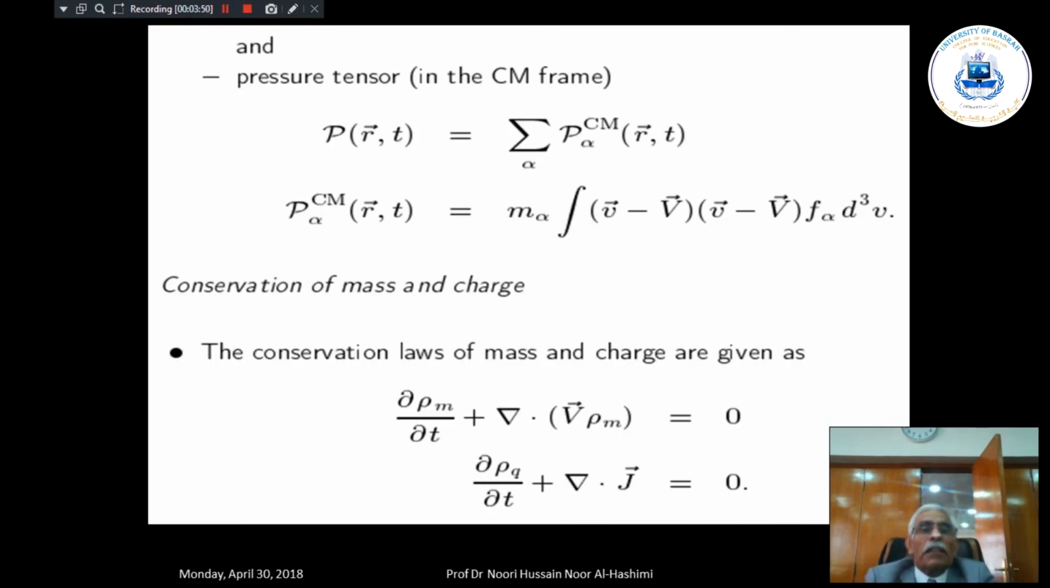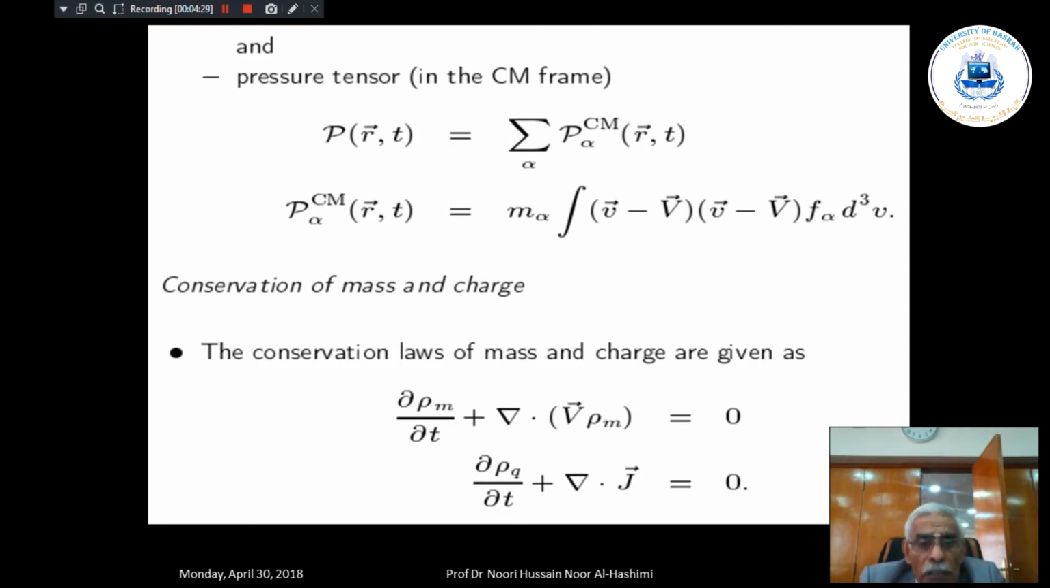And the pressure tensor in the center of mass frame: P of r,t equals the summation of P_alpha center of mass of r,t, and P_alpha center of mass equals m_alpha times the integral of (v minus V)(v minus V) f_alpha d cubic v. Conservation of mass and charge.